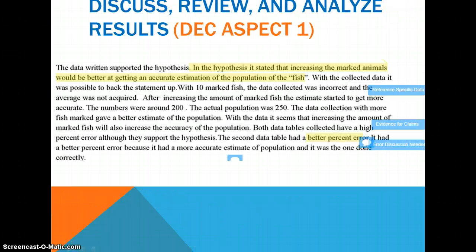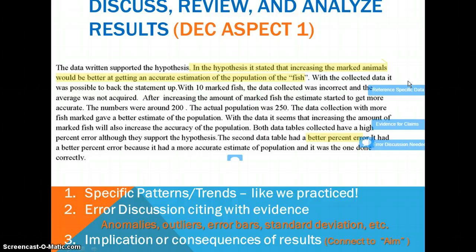Our next section is about discussing and reviewing and analyzing results. Pause so you can read this and note my comments. But overall, this section, which is the first section of the conclusion rubric, needs to have specific patterns and trends just like we practiced in class. And those specific patterns and trends should have actual data and numbers involved in them. And then you should be referencing that process presentation of data, like figure 1 says blank.